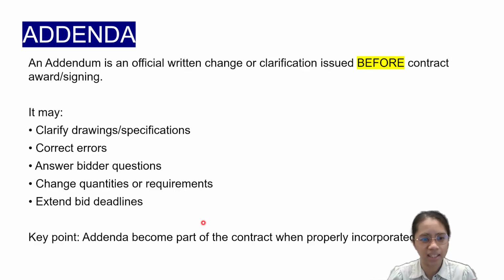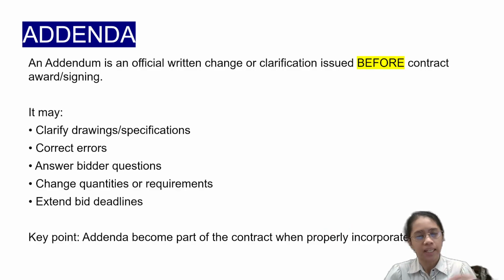Key points, addenda become part of the contract when it is properly incorporated. And as mentioned a while ago, addenda is an official document for any clarification. So for the meeting of clarification not to be unknown, the addenda release should be attached as well, just in case that it's not included anywhere in the contract, the details of clarification and changes and agreement can be found in the addenda. I hope that's clear.